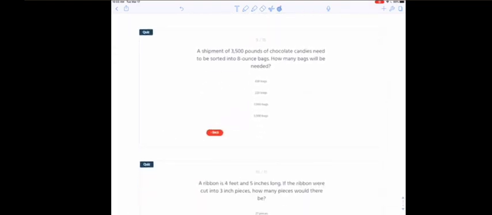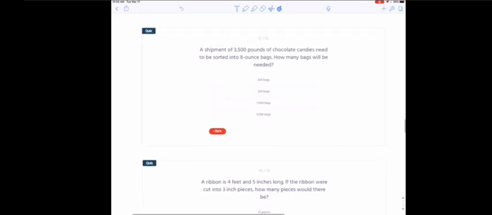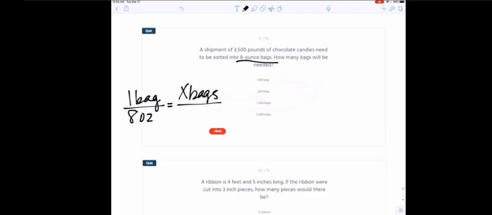Okay. Number 9 says, a shipment of 3,500 pounds of chocolate candies need to be sorted into 8-ounce bags. How many bags will be needed? So this one has a rate, but it's not as obvious. The rate here is 8-ounce bag. 1 bag is equal to 8 ounces. We want to know how many bags, so X bags, are needed for 3,500 pounds.